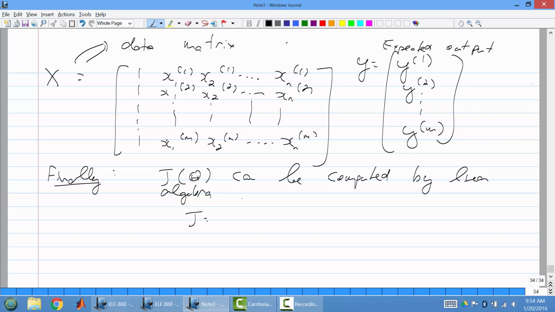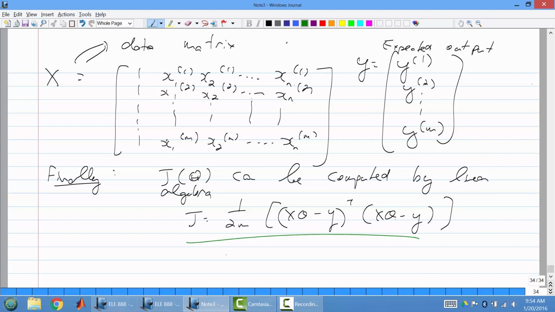It's J, and then you have 1 over 2. And then remember, what you're doing is you're taking the predictions subtracted with the expected output and you're squaring them. If you remember, you can just do that by dot product. So in this case, you would just do this. Okay? So this is actually easier to do. You don't actually have to loop over every example. You would just compute it this way.